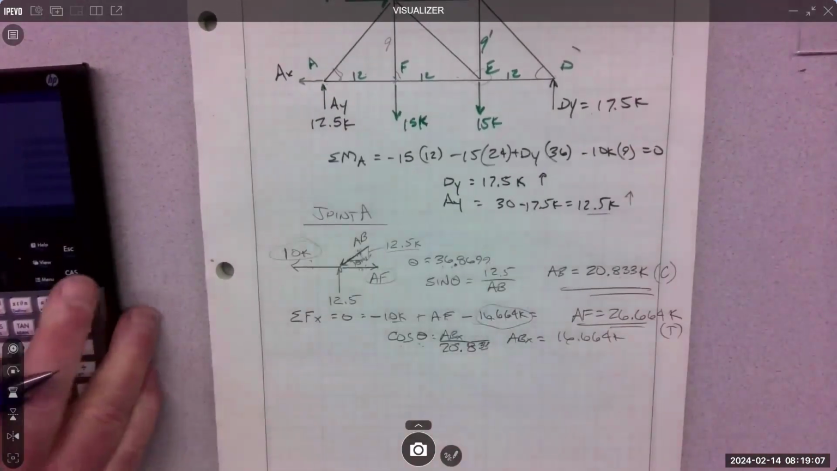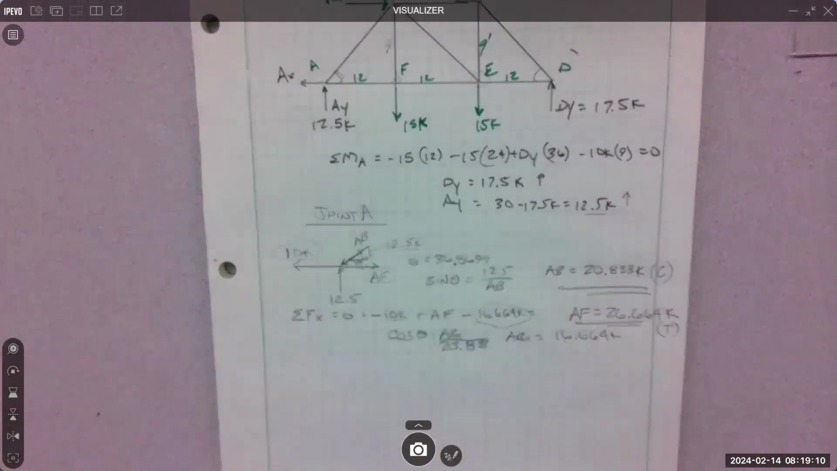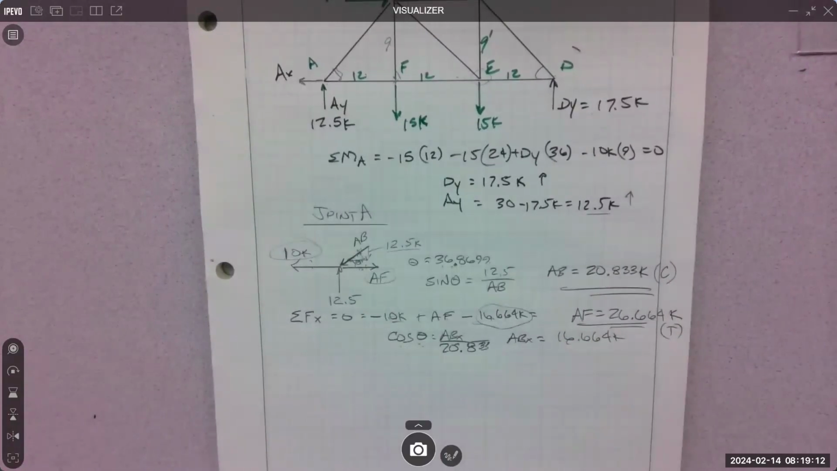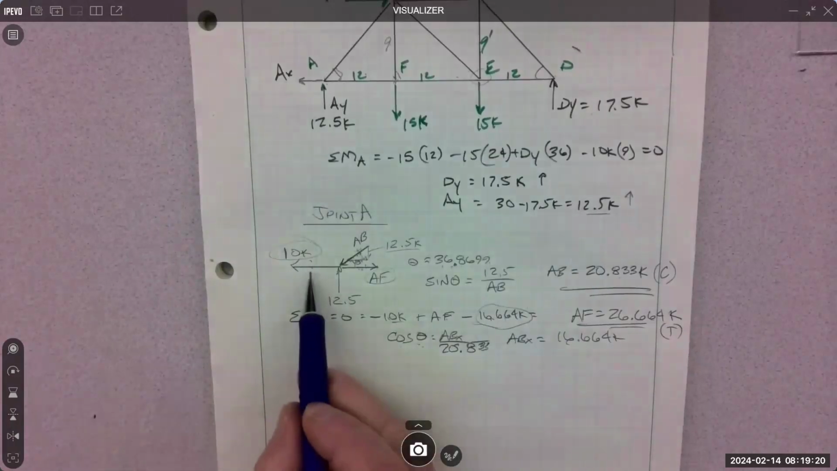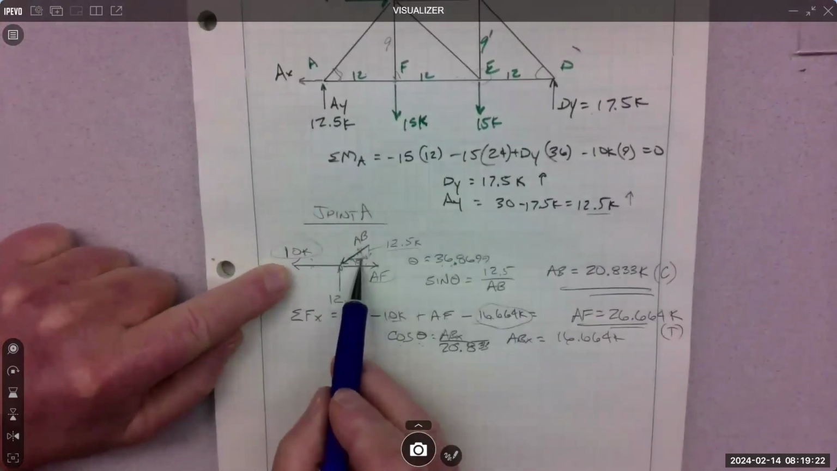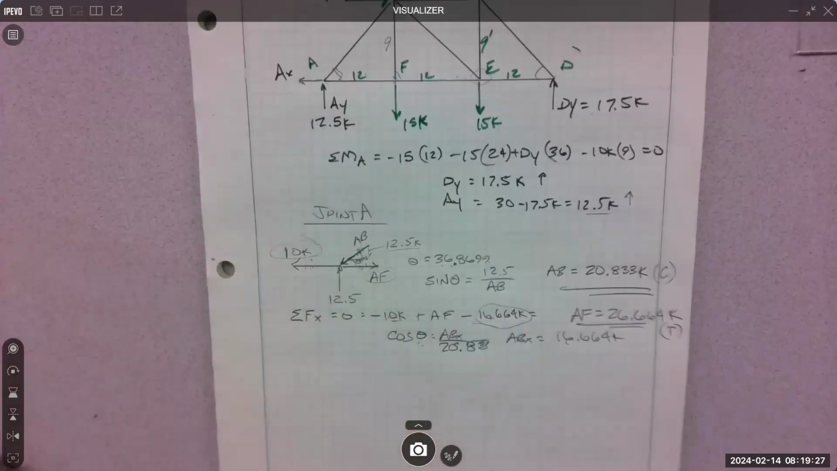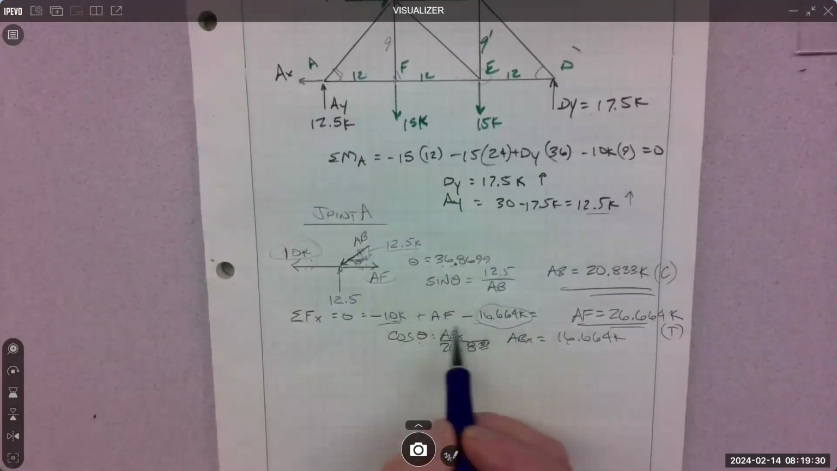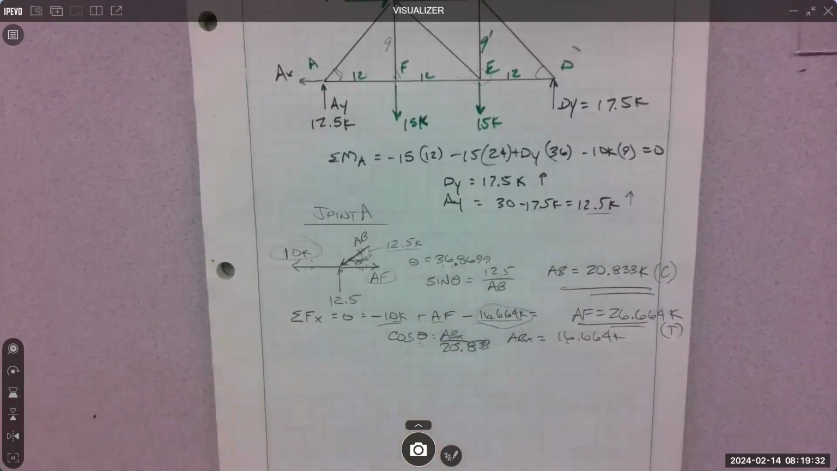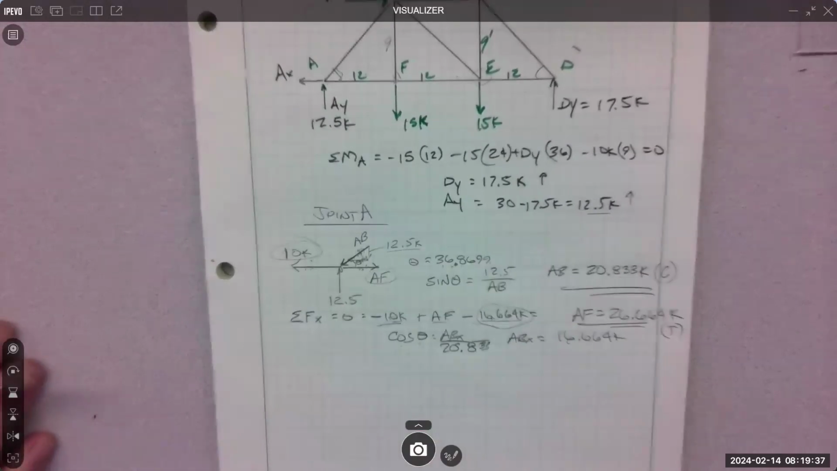All right, let's make sure everyone got what I just did, because that's super important. When you're doing forces in the X, you have to consider all of them, and there's 3 forces in the X. There's 10, there's AF, and then there's the component of AB. Negative, negative, positive. So that's these. Negative, positive, negative.